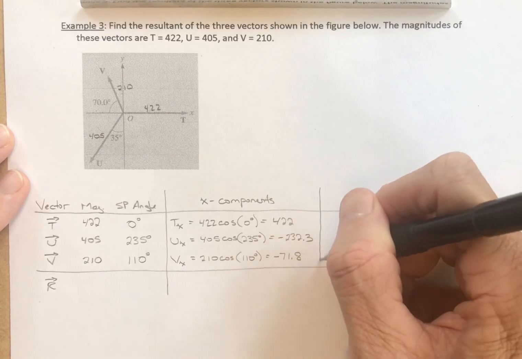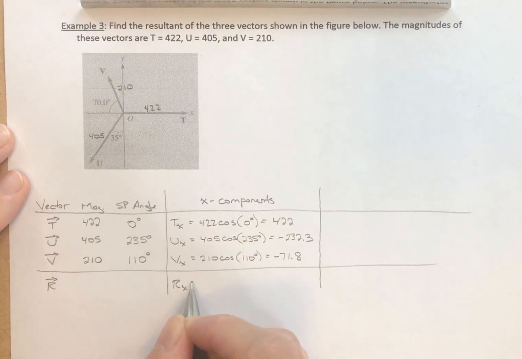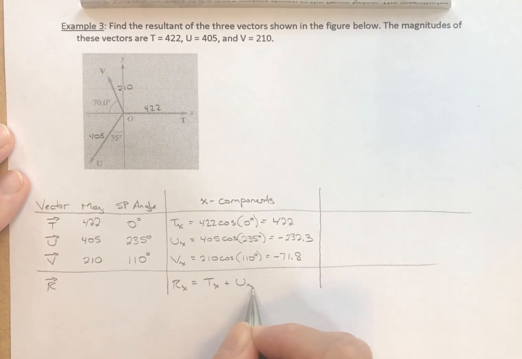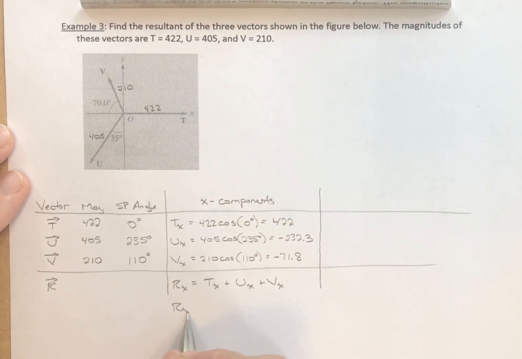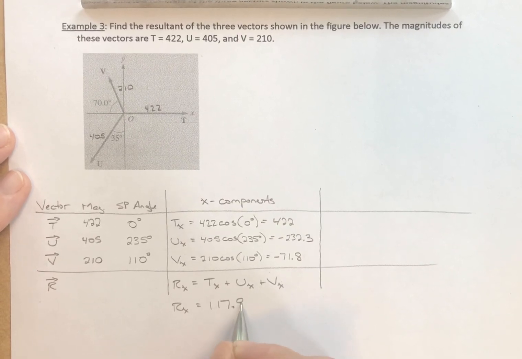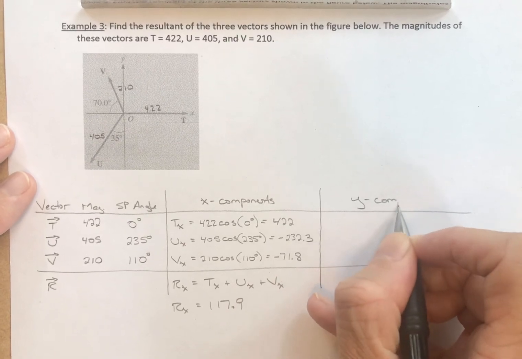Now I can draw this line. So, how do I get the x component of the resulting vector? I'm going to add them all up. In the interest of time, add up all those, and that comes out to be 117.9. Now let's do the y components.